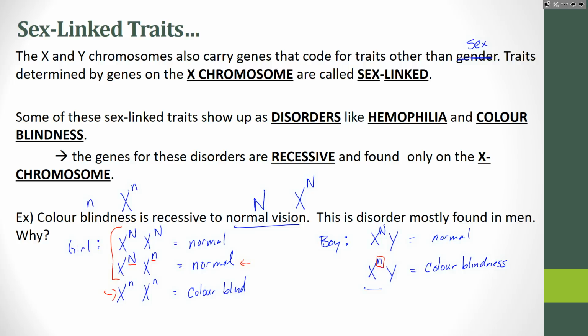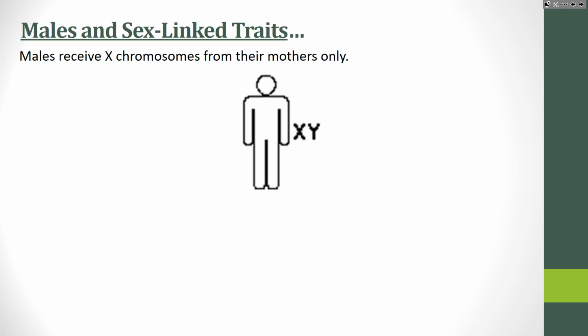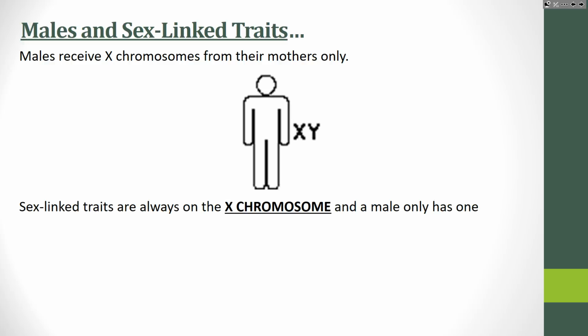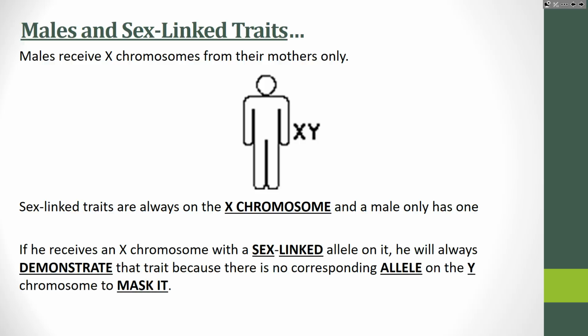So it's much more common in men than it is for women. So this is kind of how we would do sex-linked traits. We only receive these from our mothers because it's only on the X chromosome. In order for a girl to get this sex-linked trait, her dad has to have it, and her mom at least has to be carrying it. So it's a lot less chance for a girl to get it.